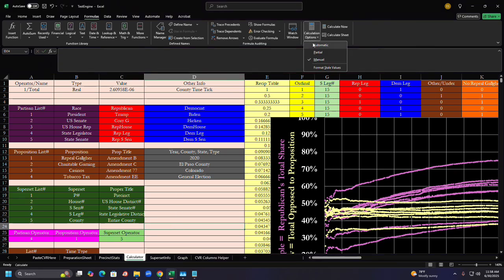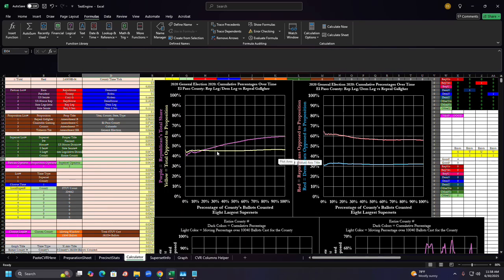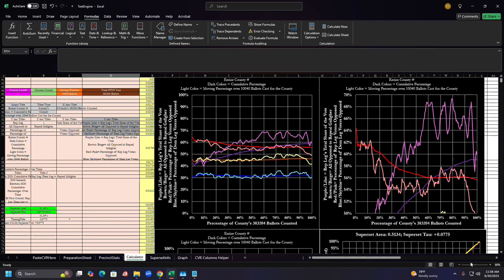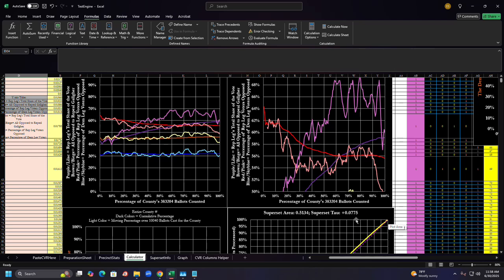By the way, here's number 5. This is the entire county. Okay, this is what we'll close with. Again, you get to see the entire county here. So Republicans are going from 40% to 70% of the ballots counted in the entire county. They're falling from 64% against Gallagher down to 50%. So they're going from a 2-to-1 ratio to a 1-to-1 ratio over the course of the election.